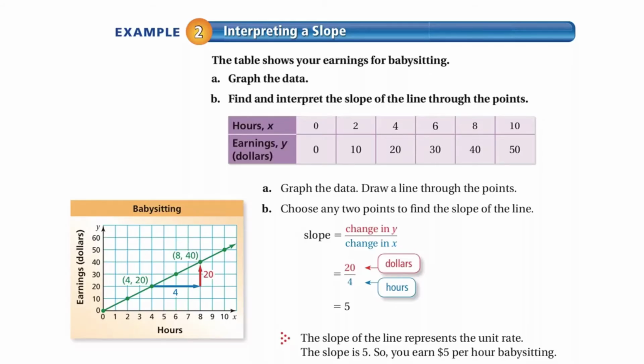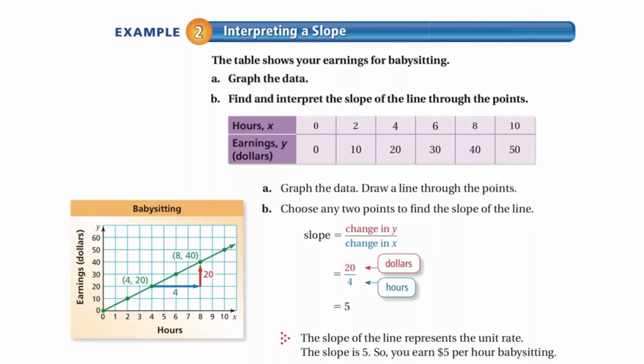Now, in example 2, we are interpreting a slope. The table shows your earnings for babysitting. We look at that table, and it says hours and earnings, but it also says x and y. So the x parts of the coordinates are on the top. The y parts of the coordinates are on the bottom. So the points we can graph there are (0, 0), (2, 10), (4, 20), (6, 30), (8, 40), and (10, 50), which they plotted, and they drew a line through those points.